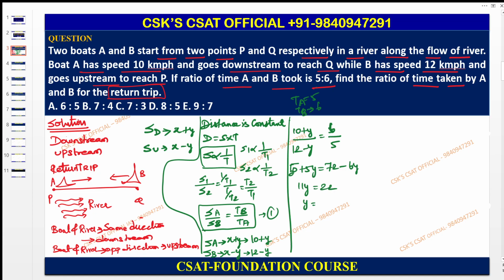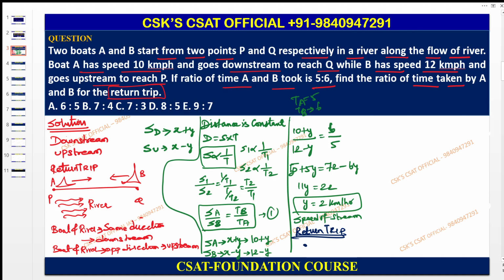So y becomes 2 km per hour, which means you have found the value of the speed of the stream or current. After knowing the speed of the current and stream, now try to understand the return trip. This concept plays a vital role. So what do you mean by the return trip?